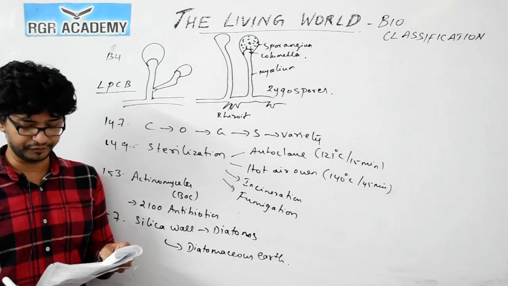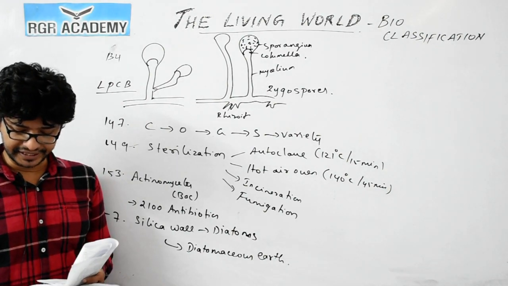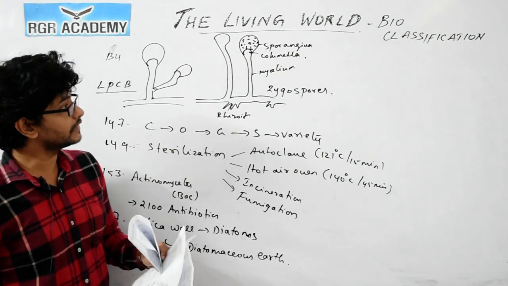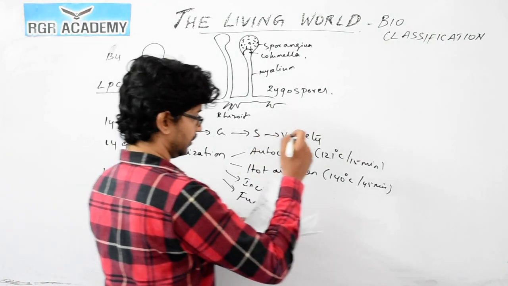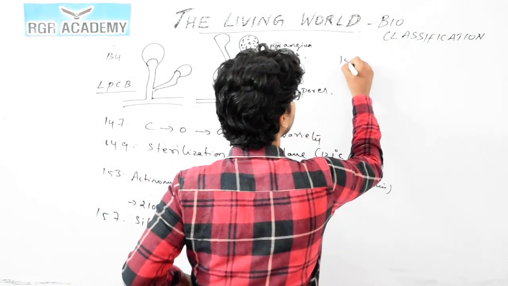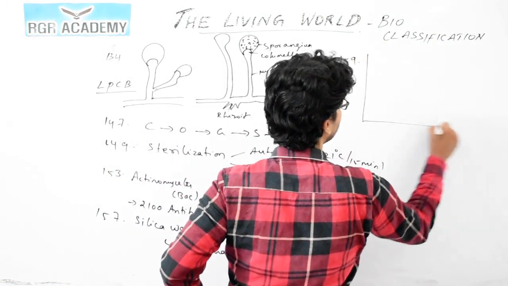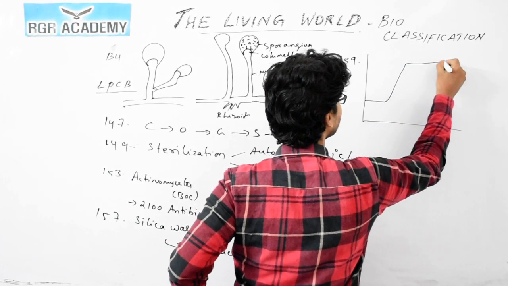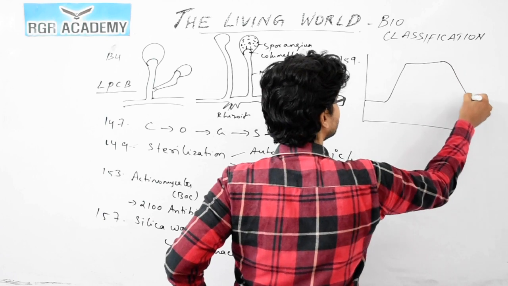Question number 159. The correct sequence of stages of the growth curve of the bacteria. As far as the growth curve of bacteria is concerned, when you plot the growth curve, how will it come? It comes with the lag phase, log phase, stationary phase, and during unfavorable conditions it goes to the death phase.